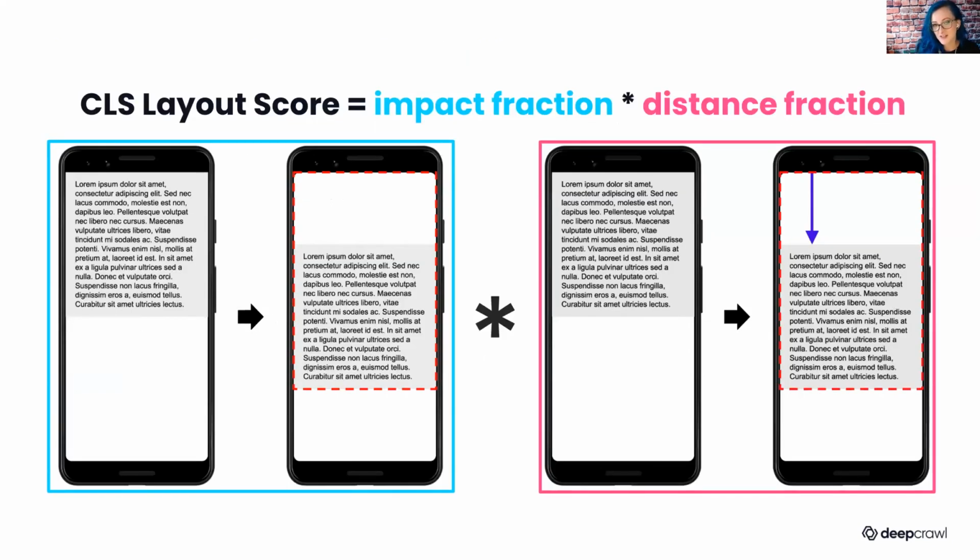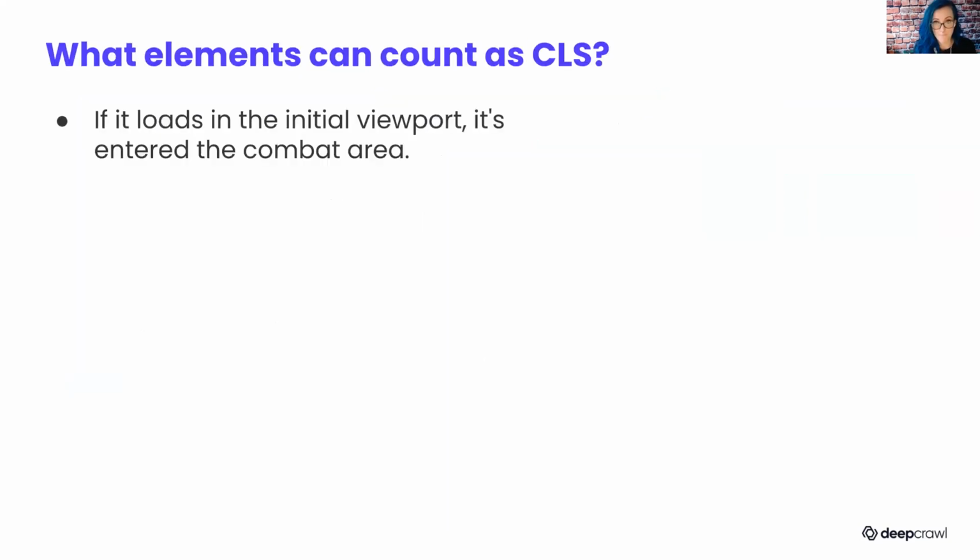When it comes to measuring this, any element in the initial viewport is part of it. How far that element moves and how many times it moves are all added together for the accumulation of your layout score. What counts? If an element loads in the initial viewport, it has entered the combat arena. If you are loading your header and your footer is now calculated every time it moves, please stop doing that. It's not a good user experience.